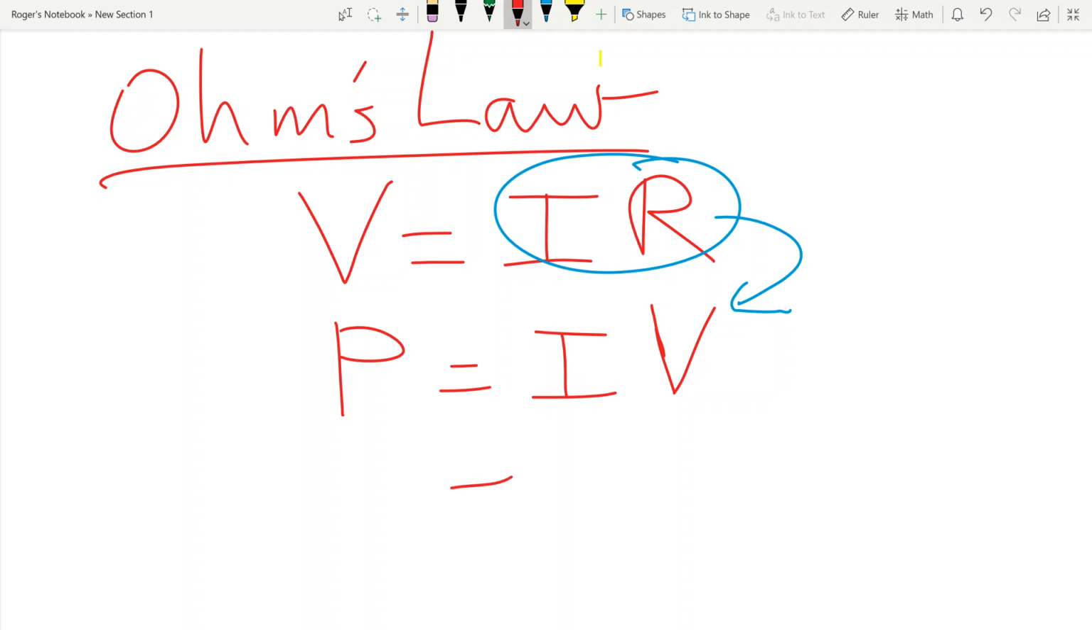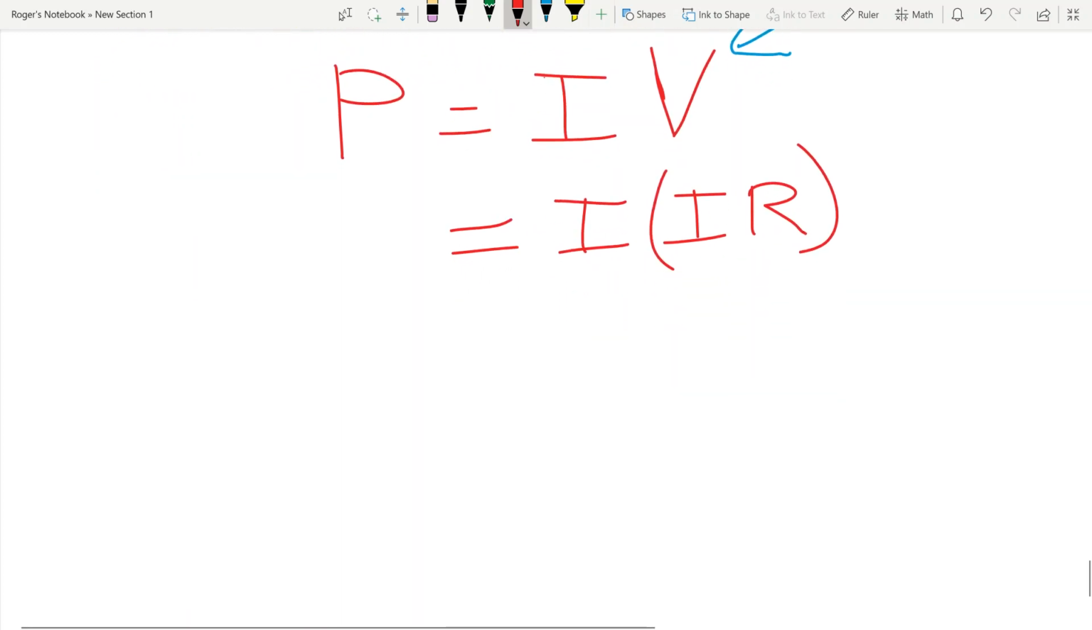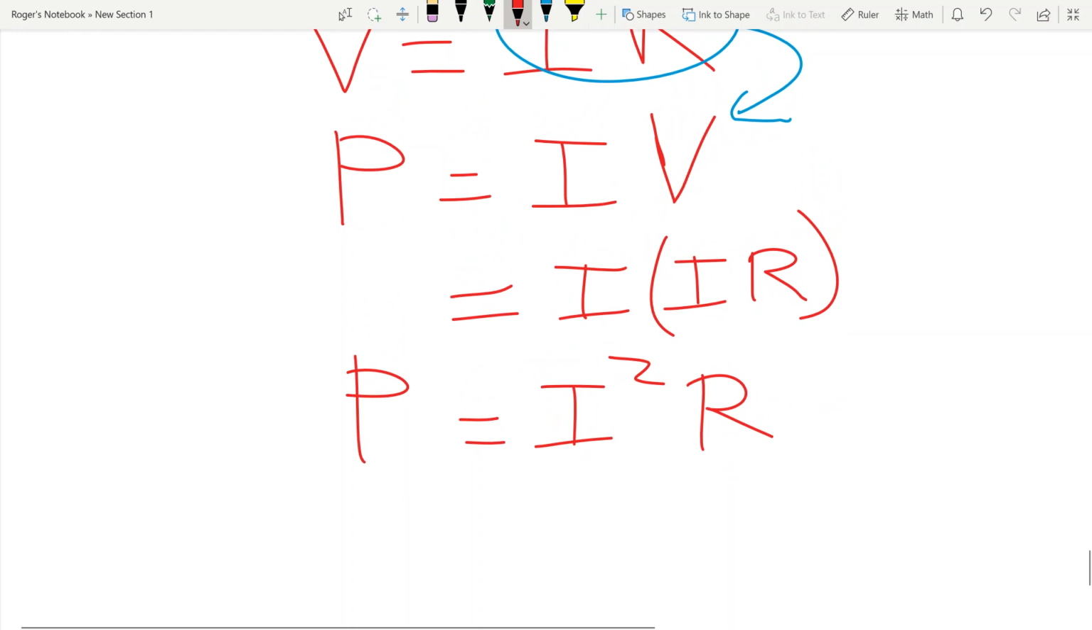What will we get? Well, here's what we get. We get power equals I times what we substituted, IR. I times IR. And of course, I times I is equal to I squared R. I squared R. So now we have a new formula for power that involves resistance. Very cool.